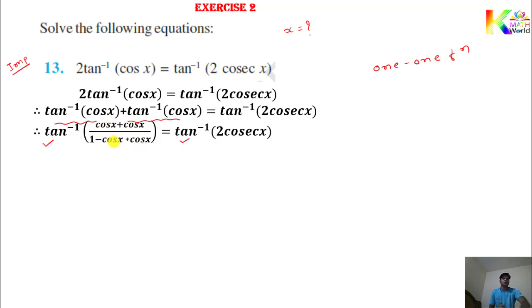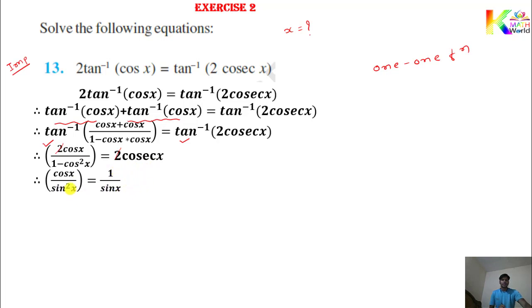So you got cos plus cos. What is left? 2 cos x, and 1 minus cos into cos, so 1 minus cos square x. That is what is left here, 2 cosec x. Now you can cancel out 2 from both sides. So cos x over 1 minus cos square, that is sin square x, and cosec x is 1 over sin x. So one sin x will be cancelled out. What is left? Cos over sin, that is cot x.